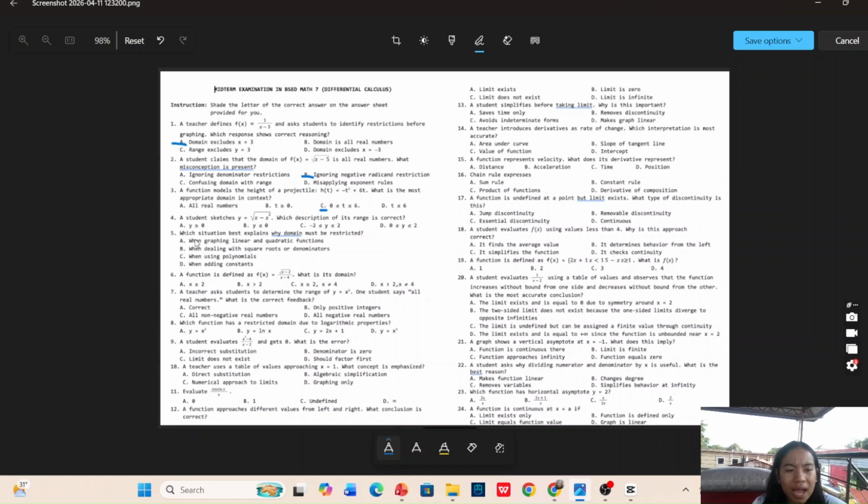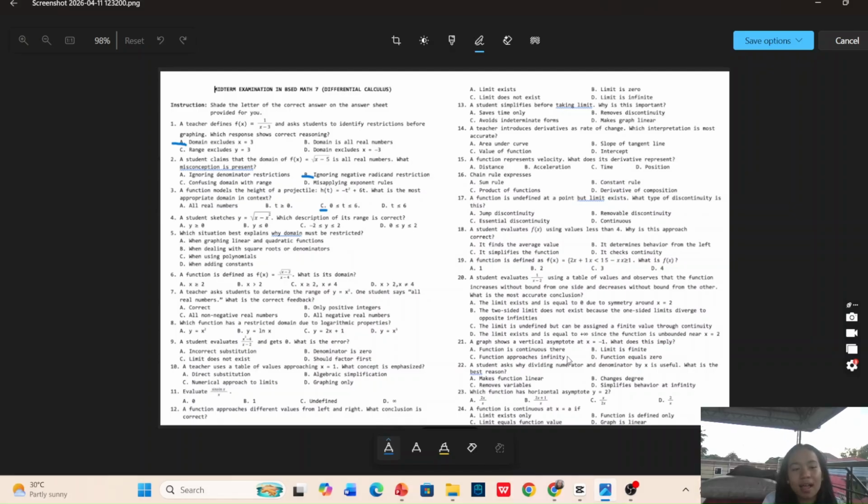So we have our options here. Option A, when graphing linear and quadratic functions. B, when dealing with square roots or denominators. C, when using polynomials. Or letter D, when adding constants. So the correct answer for number 5 is letter B. It is when dealing with square roots or denominators.